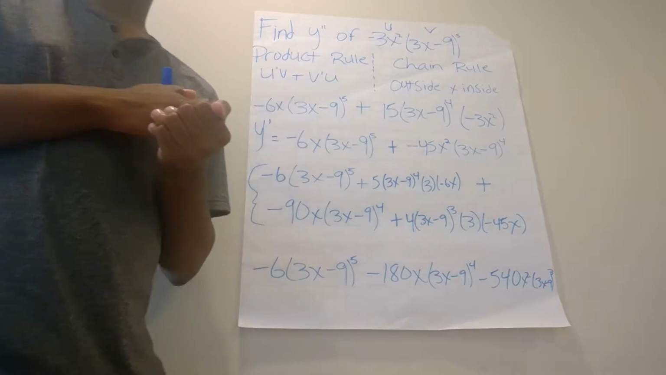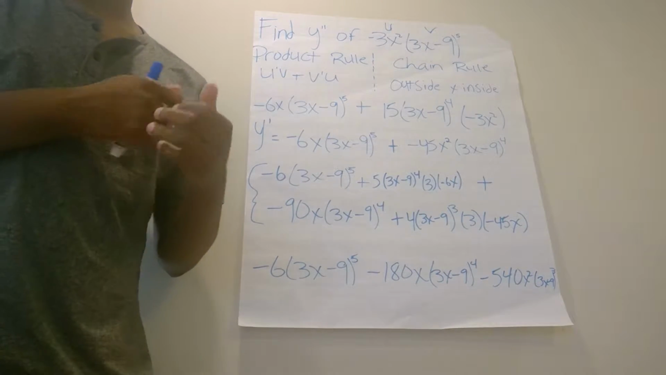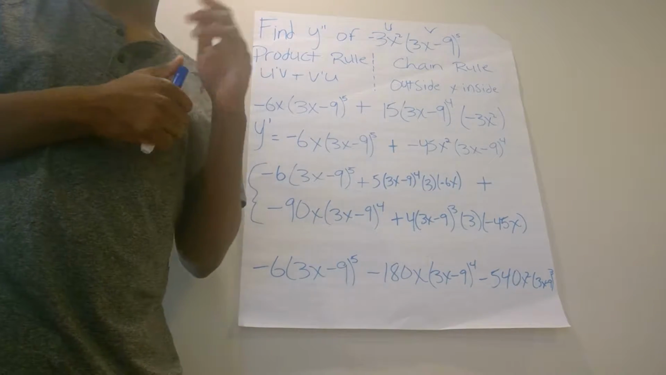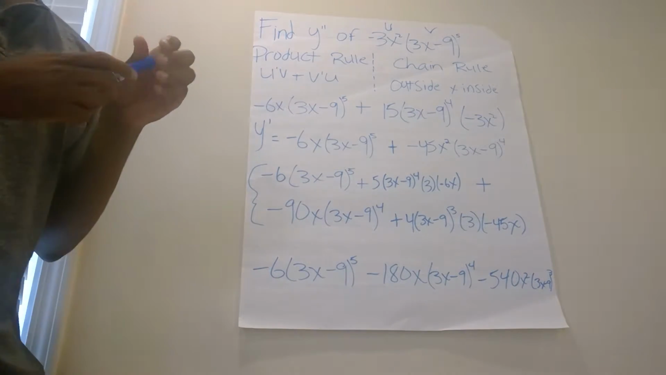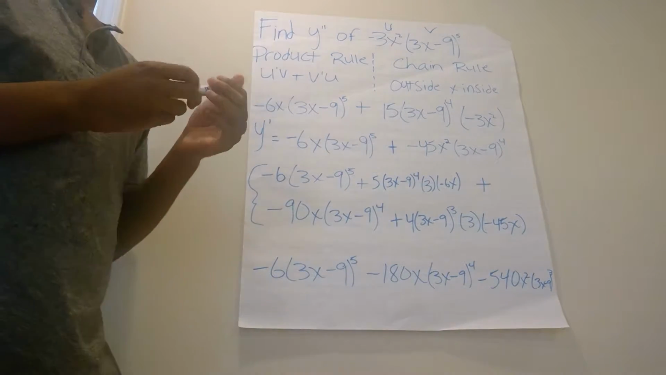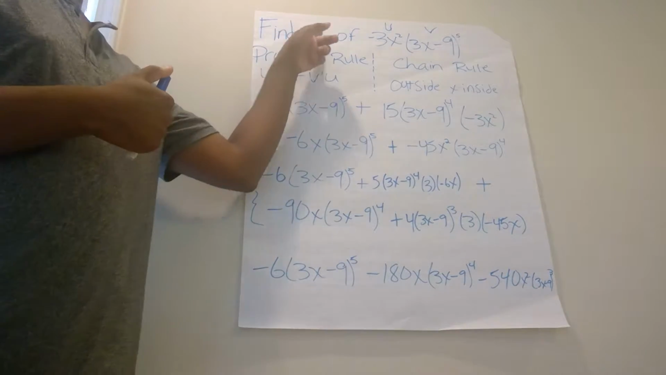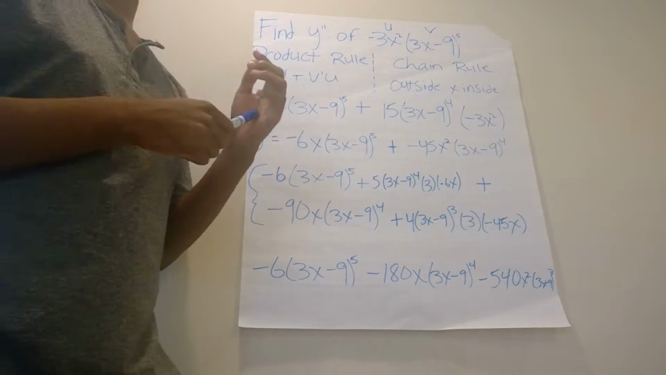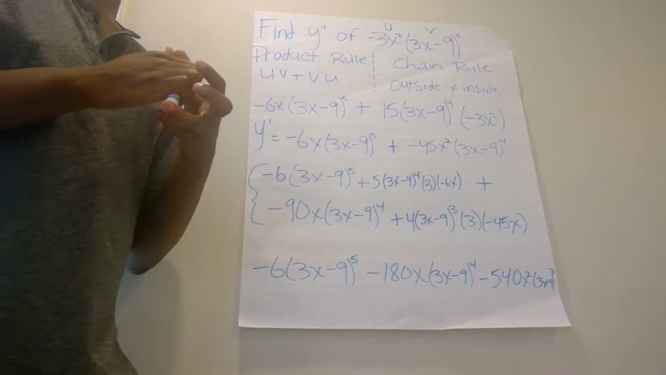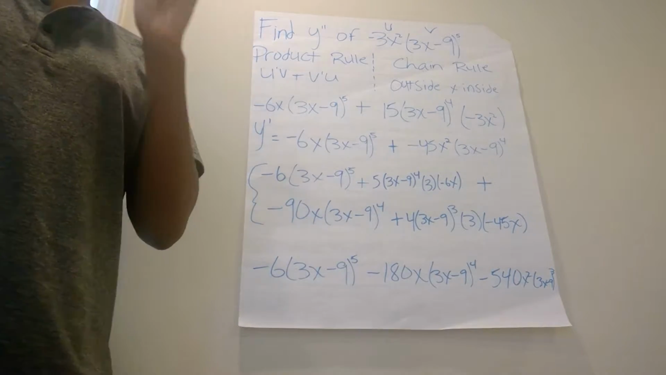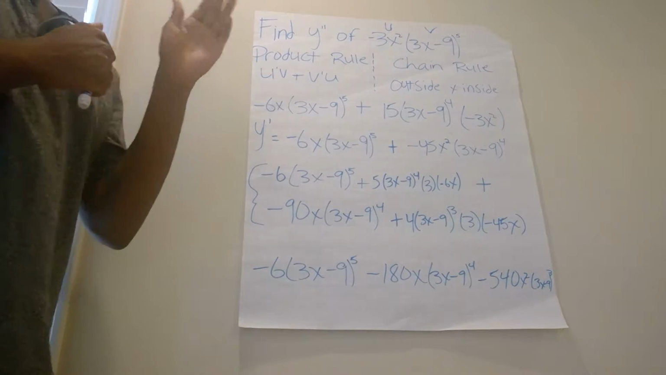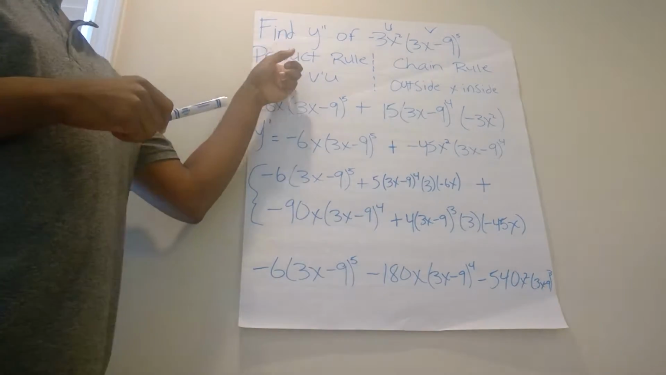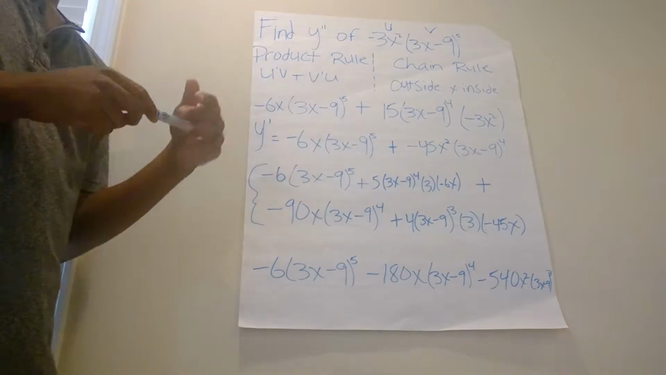Today I will be explaining number 3 from the pretest, the calculus pretest that we had to take. The question asks to find the second derivative of negative 3x squared times (3x minus 9) all to the fifth power. So in order to find that, we are going to use the product rule and the chain rule.